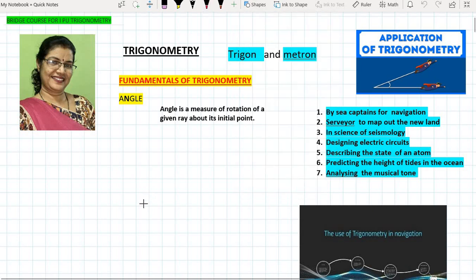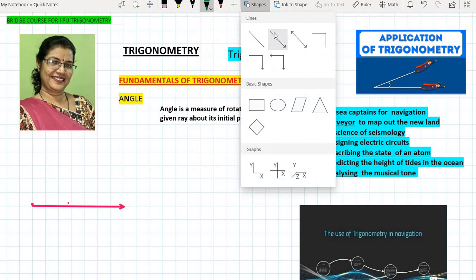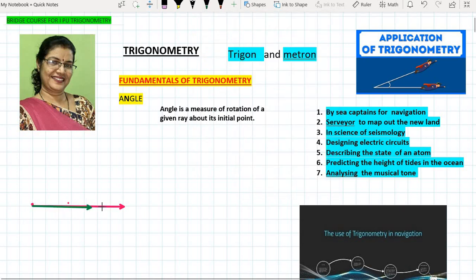I hope you know about a ray. So consider a ray like this. Suppose this is a ray. This is called the initial point. If we consider one more ray starting from the same initial point, and start moving from this like this, suppose this is the terminal side. The angle which you have moved from the initial side to the terminal side, this region, is called an angle. So angle is a measure of rotation of a given ray about its initial point.